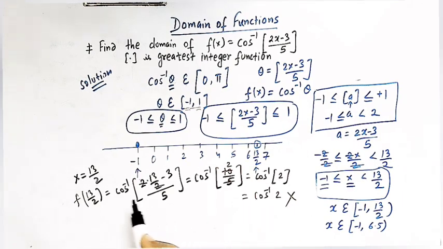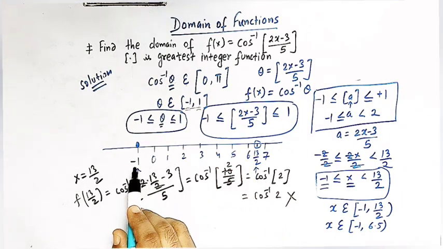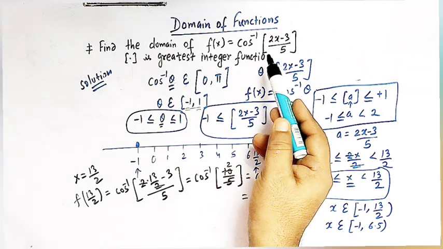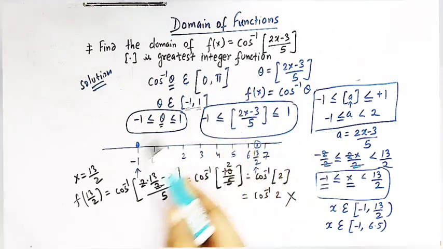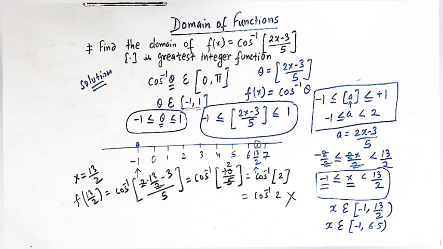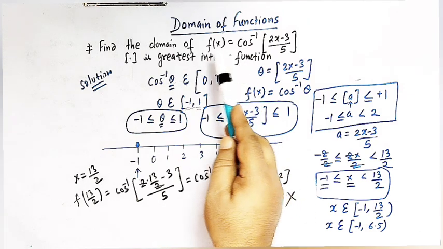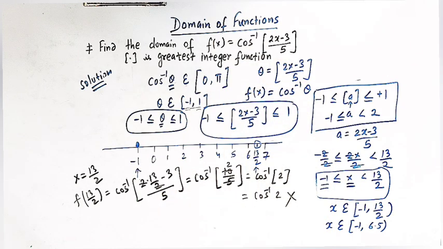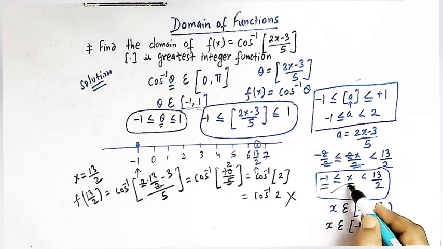So all other points which lie between -1 and 13 by 2 belong to the domain of this function. So viewers, this is how we can find out the domain of this function, that is cos inverse greatest integer of (2x minus 3) over 5, and the domain is given by this inequality or this interval.